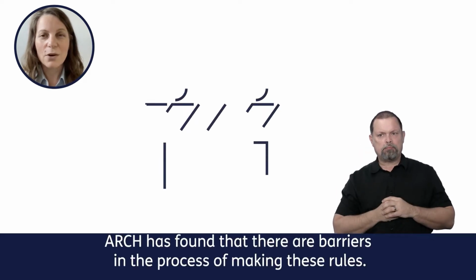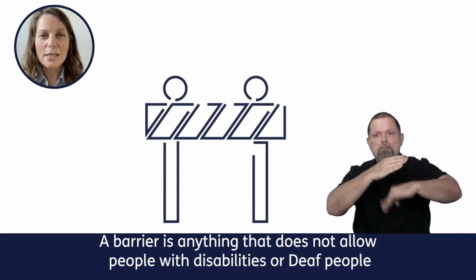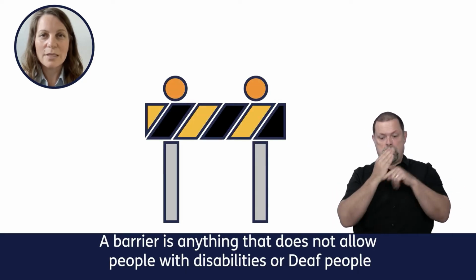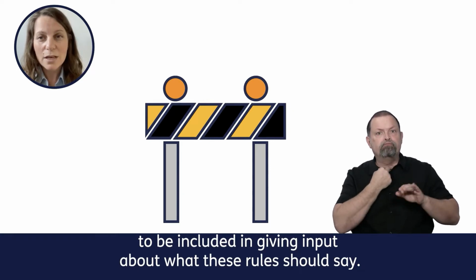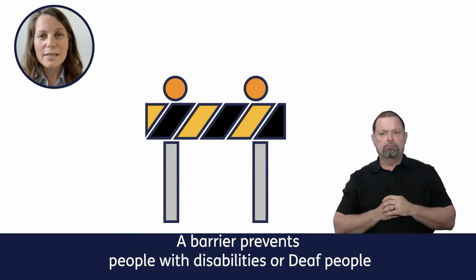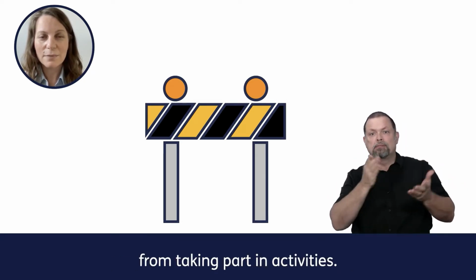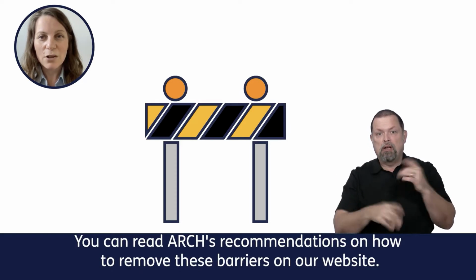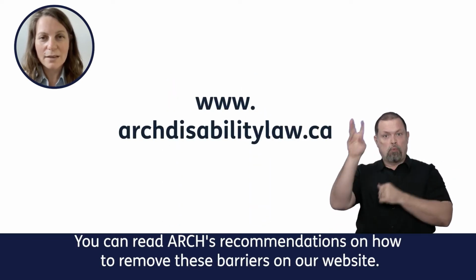Arch has found that there are barriers in the process of making these rules. A barrier is anything that does not allow people with disabilities or deaf people to be included in giving input about what these rules should say. A barrier prevents people with disabilities or deaf people from taking part in activities. You can read Arch's recommendations on how to remove these barriers on our website.